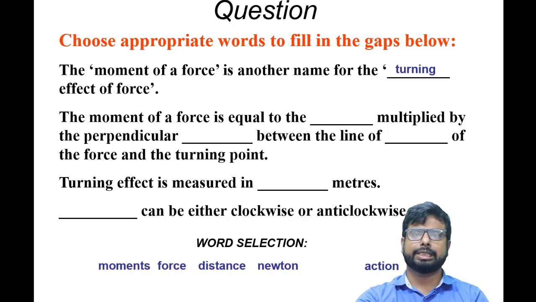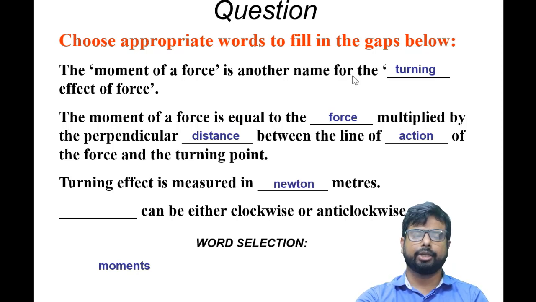Moment of a force is equal to the force multiplied by the perpendicular distance between the line of action of the force and the turning point. Turning effect is measured in Newton meter, and moments can be either clockwise or anti-clockwise.